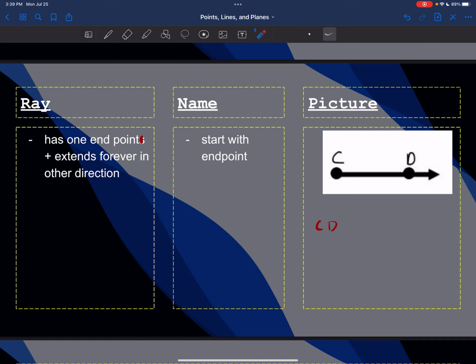Now, what do I put above? Well, I'll put a line, and then there's that arrow on the other way. Okay, and that's how you name it, and there's just one way to name it.